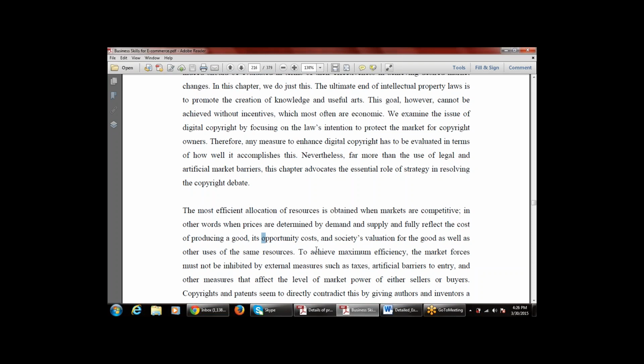That is, in simple terms, when the prices are determined by demand and supply and fully reflect the cost of producing a good, its opportunity cost, society's valuation for the good, as well as other uses of the same resources. To achieve the maximum efficiency, the market forces must not be inhibited by external measures such as taxes, artificial barriers to entry, and other measures that affect the level of market power of either seller or buyer.